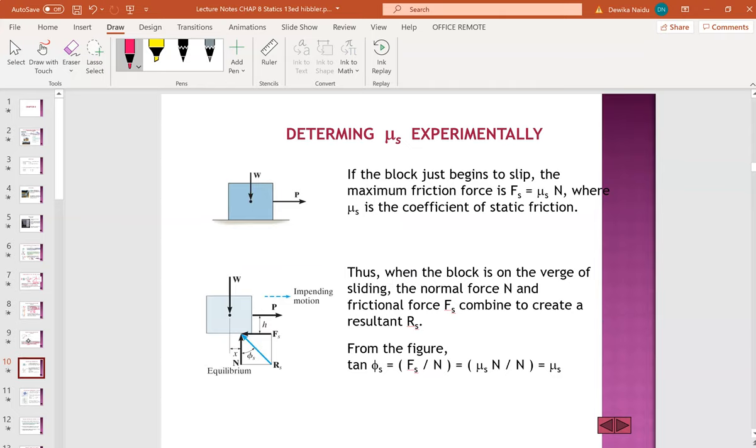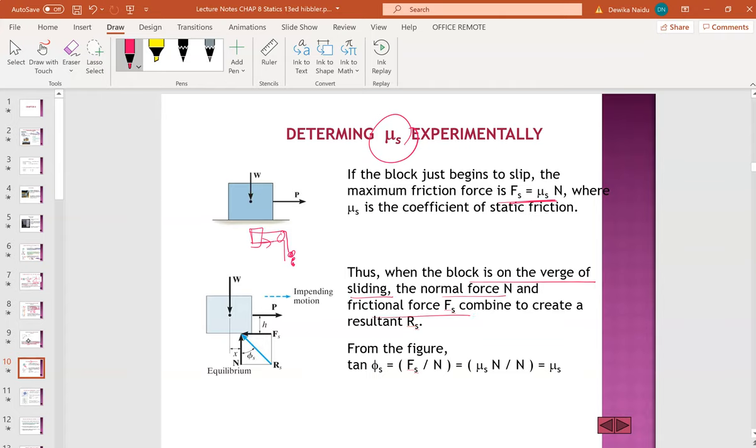Next, determine mu s experimentally. You remember the experiments that you did in the lab? This is where you determine mu s. The table was like this, and there is a string and this object. You keep on adding weight here, and then the object will start moving. That is how you determine mu s, when the block is on the verge of sliding.